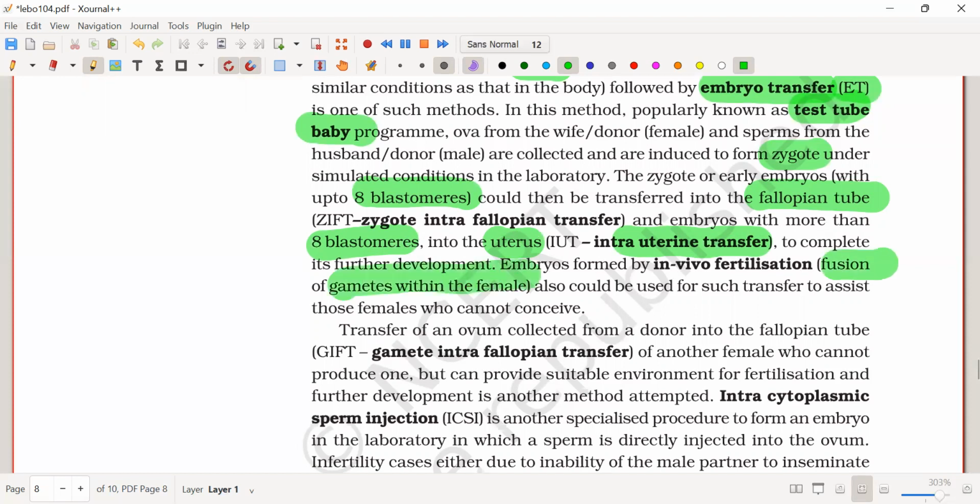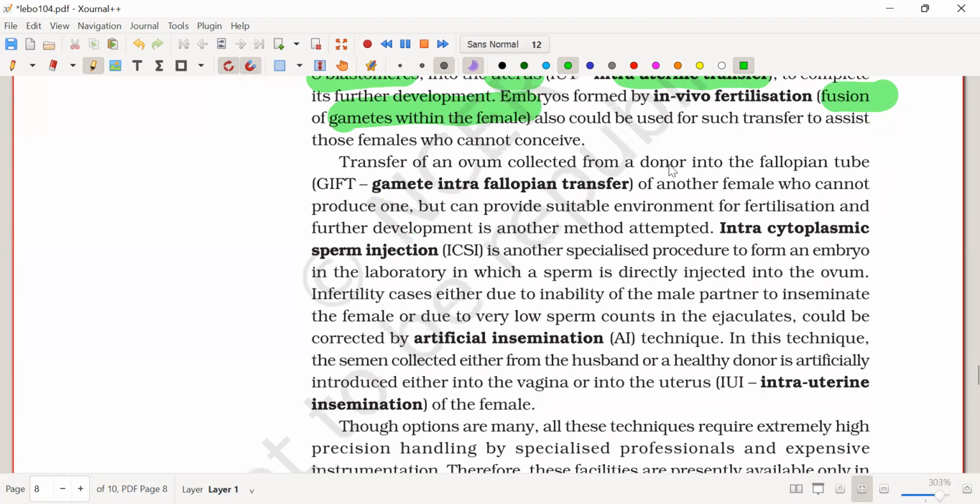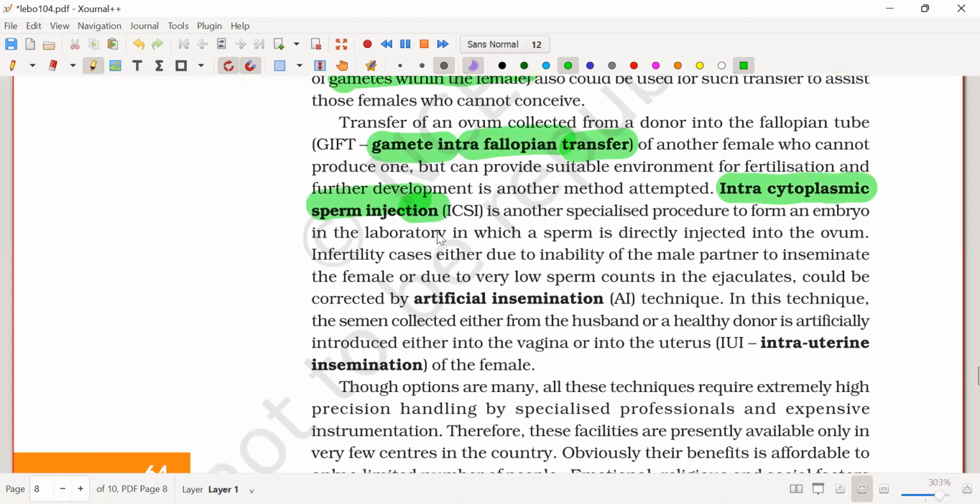Embryos formed in vivo by fusion of gametes within the female also could be used for such transfer to assist the females who cannot conceive. Transfer of an ovum collected from a donor into the fallopian tube of another female who cannot produce one, but can provide suitable environment for fertilization and further development, is another method attempted, called gamete intrafallopian transfer. Intracytoplasmic sperm injection is another specialized procedure to form an embryo in the laboratory in which a sperm is directly injected into the ovum.